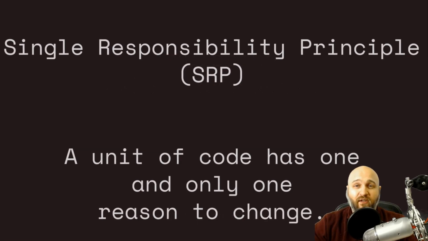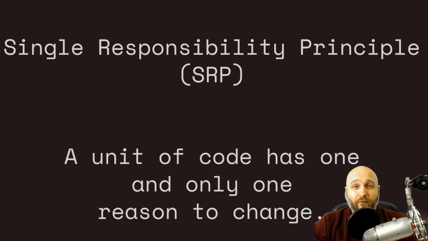And the coding principle par excellence when it comes to boundaries in code is the single responsibility principle. You can look it up online, there'll be some information in the description. The only sentence you really have to remember is the one on screen: A unit of code has one and only one reason to change.